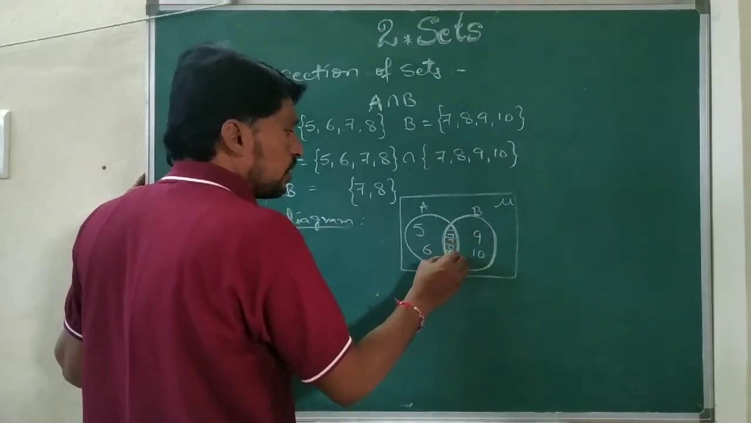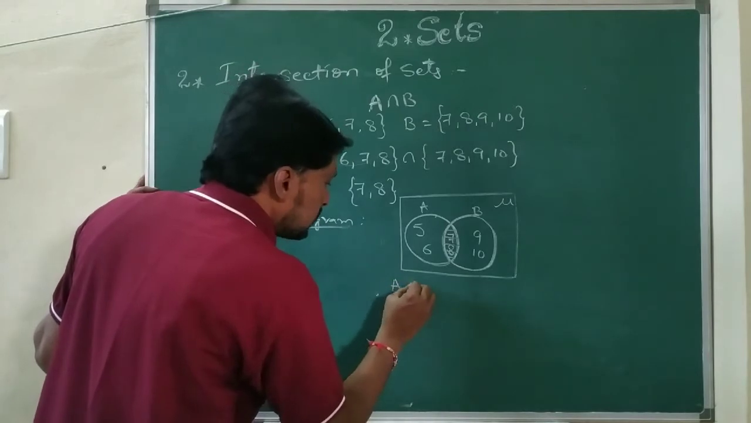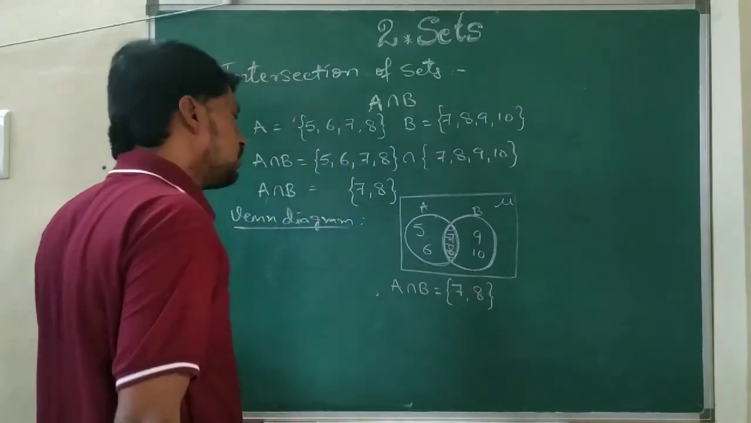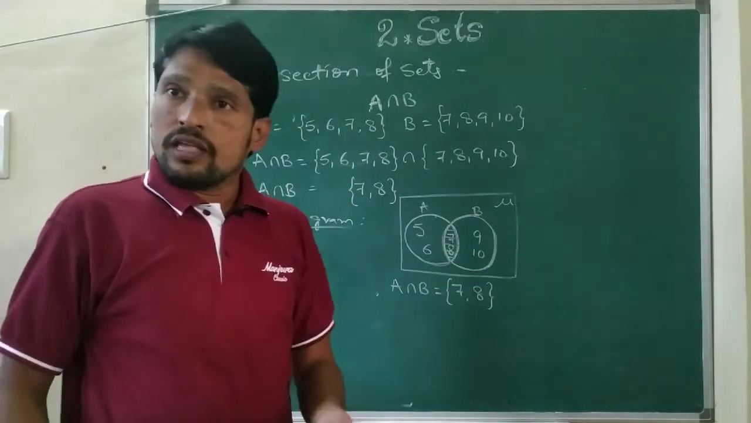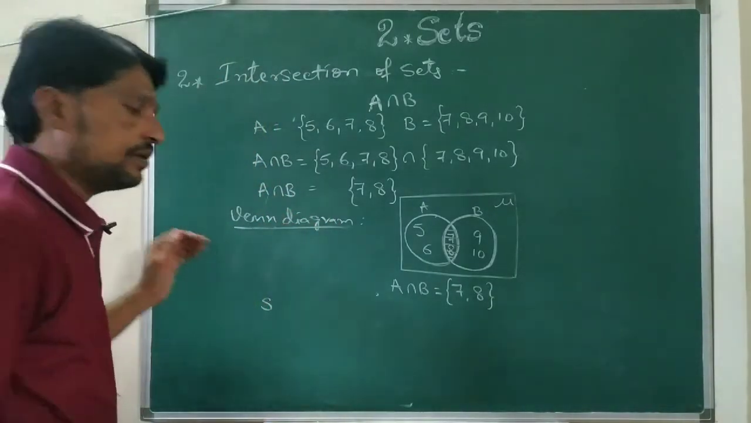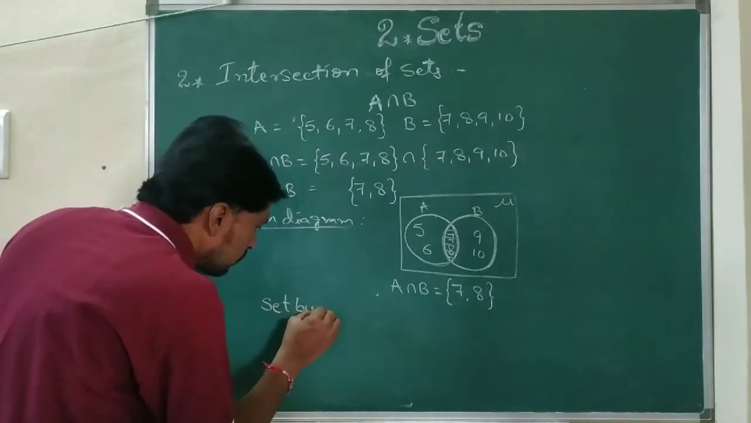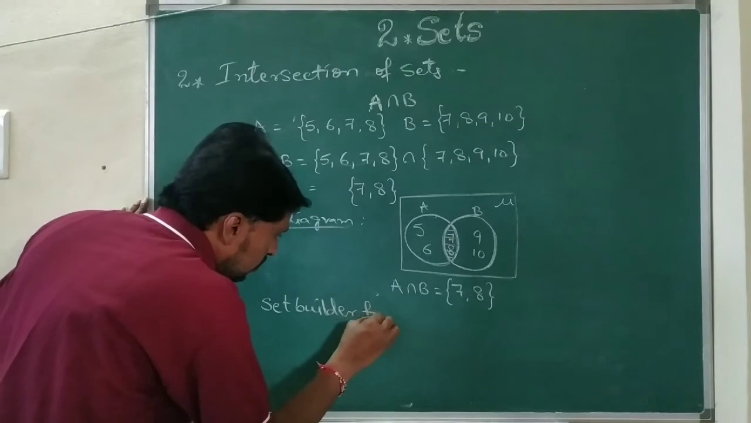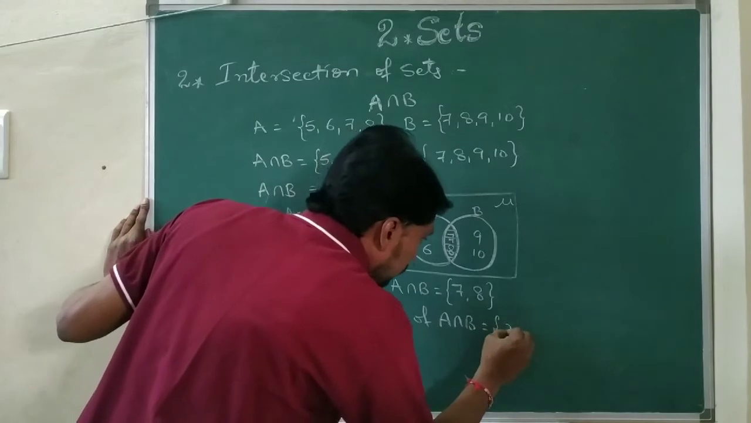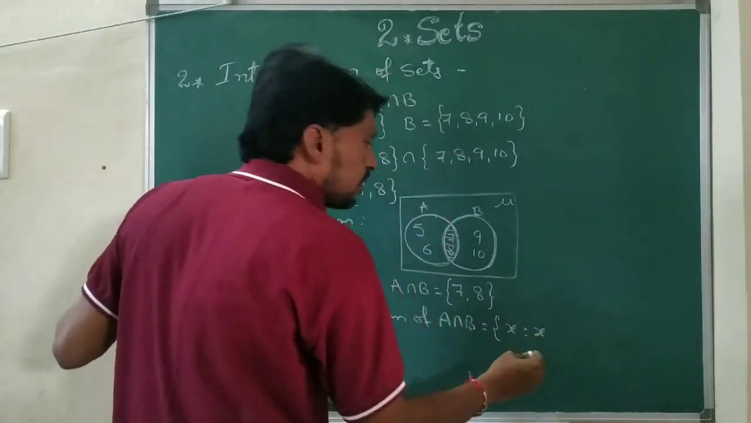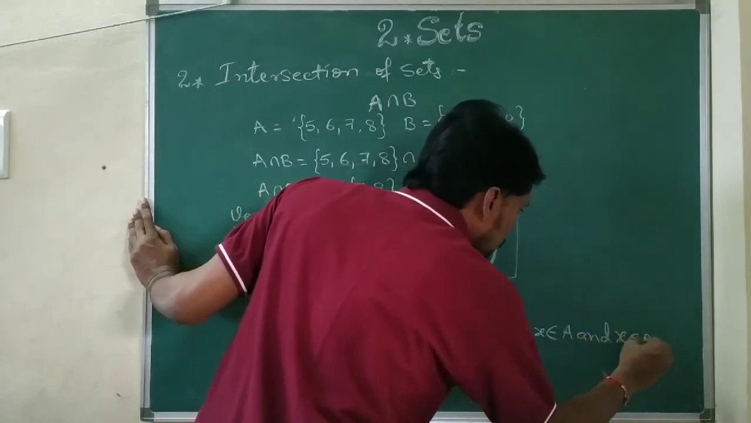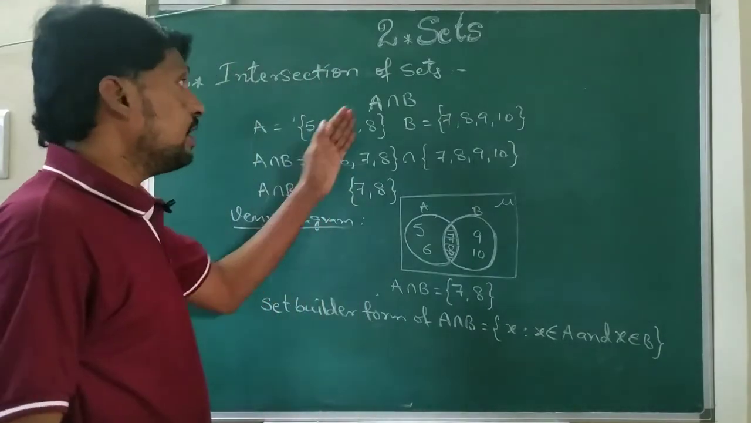So what are the common elements we are getting? A intersection B equals 7, 8. This is the intersection of A and B. The set builder form of A intersection B equals the set of X such that X belongs to A and X belongs to B.